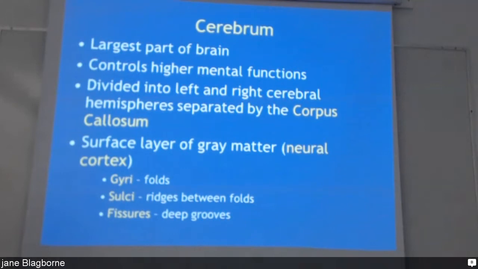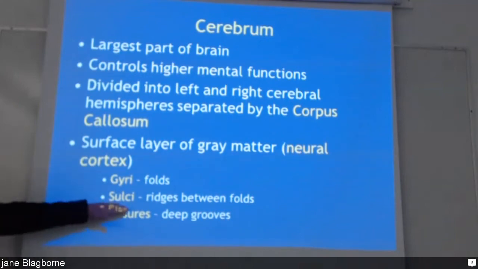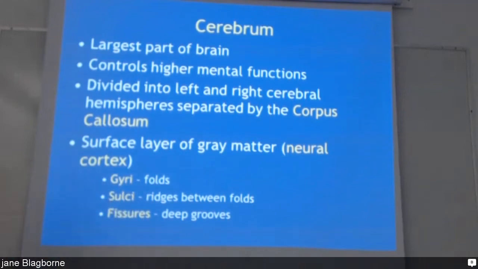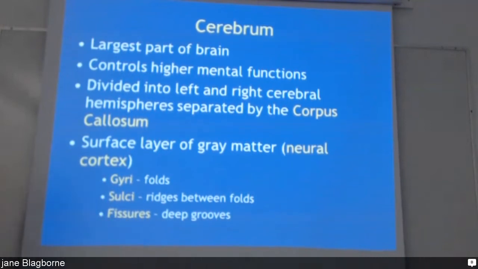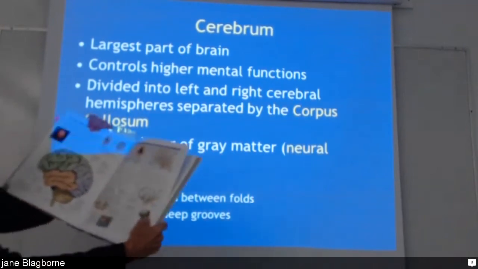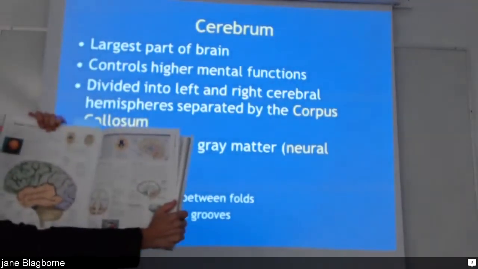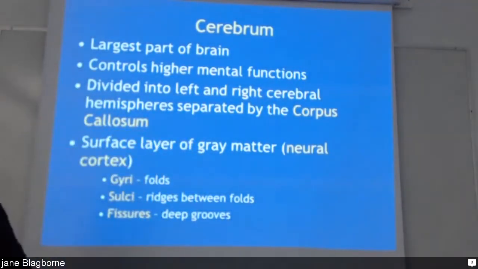The surface layer of gray matter, or neural cortex, has folds in it. They're called gyri. And the ridges are called sulci, sorry. And the fissures are the deep grooves. So all those little grooves and things that you see in the brain, in your picture and in this one here, are what they're talking about in the surface layer of the gray matter.